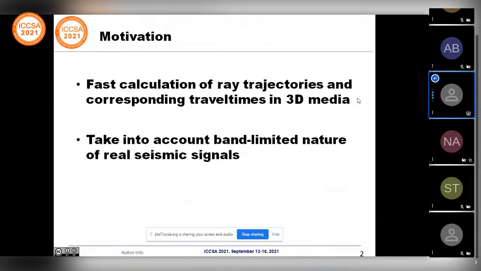Methods oriented for travel time and travel path calculations usually are based on high-frequency approximation of seismic signals. It is the so-called ray method. They don't take into account the effects caused by the fact that temporal spectra of real seismic signals are band-limited. High-frequency approximation often leads to non-physical behavior of the constructed rays and corresponding travel times. This is why I put here the second item. We need to take into account the band-limited nature of real seismic signals.